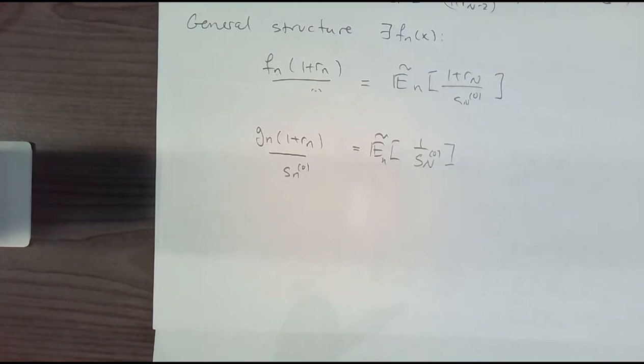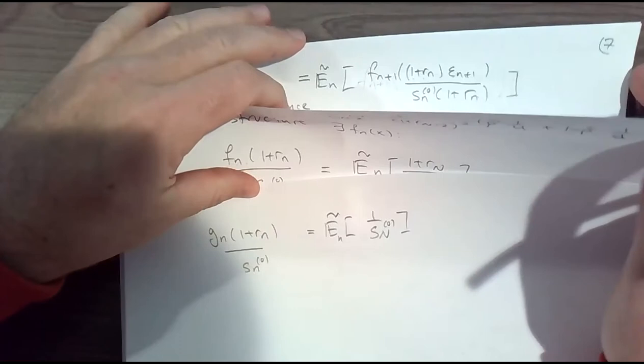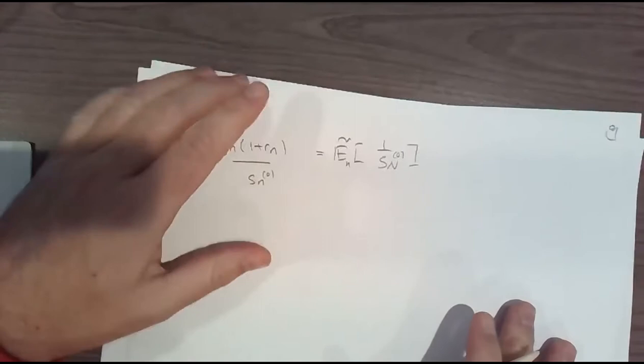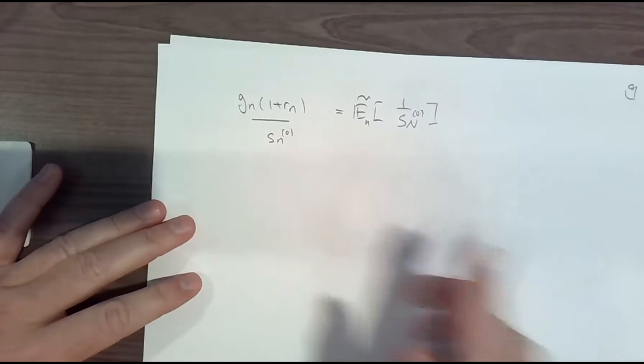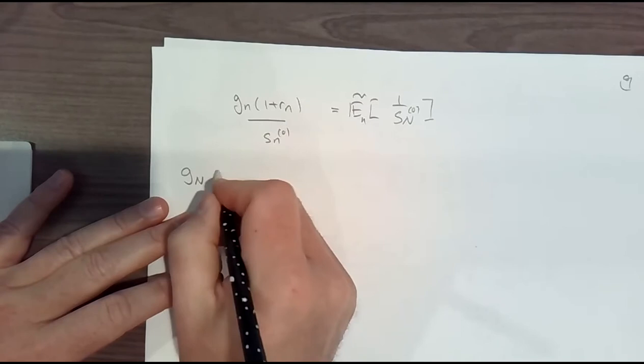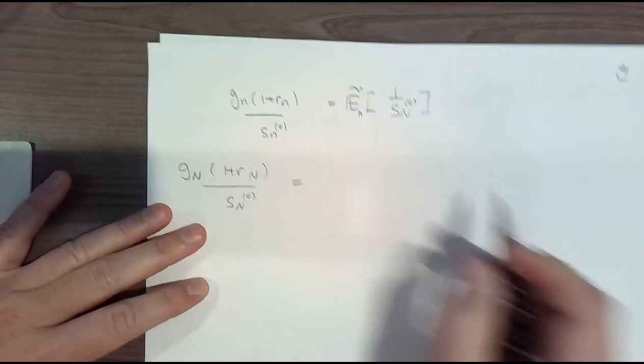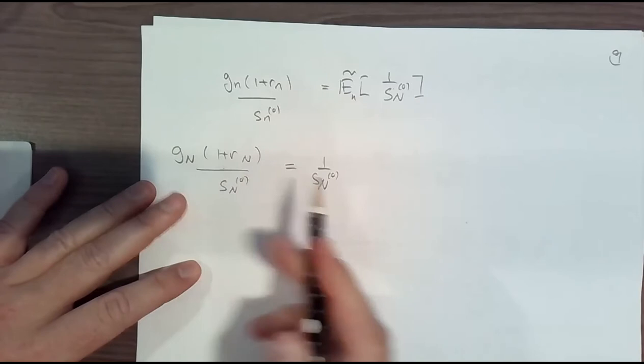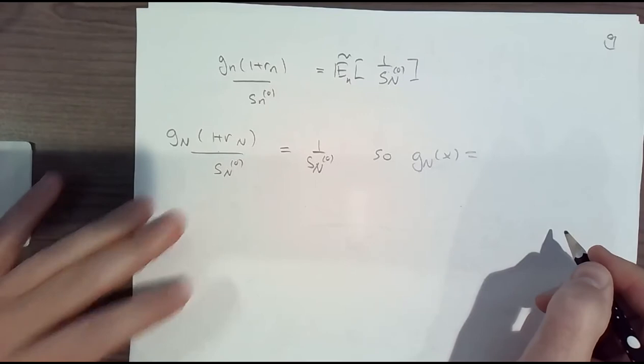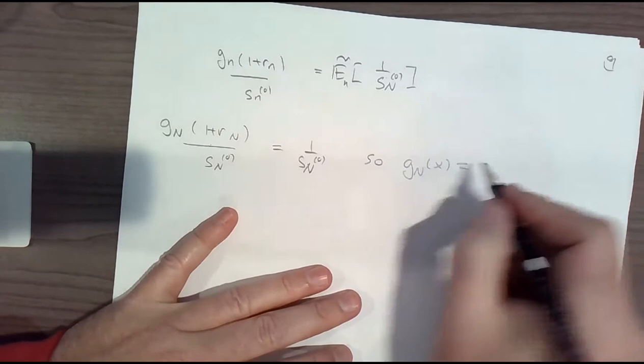And so how would we do this one? How would we compute this conditional expectation? Well, it's the same thing. We're going to be looking for a recursion. So we start out at the end. This is gn of 1 plus rn divided by sn. When little n is equal to capital N, this is just 1 over Sn0. So what should g be? Gn of x should end up being one.